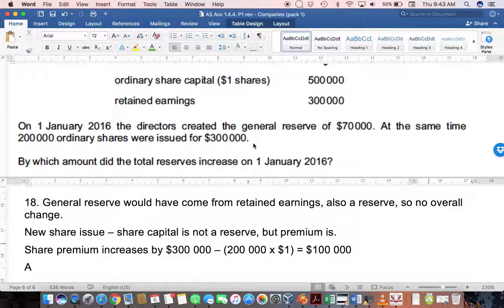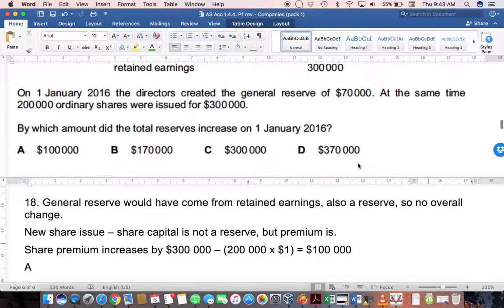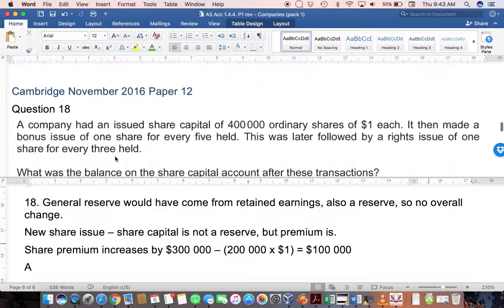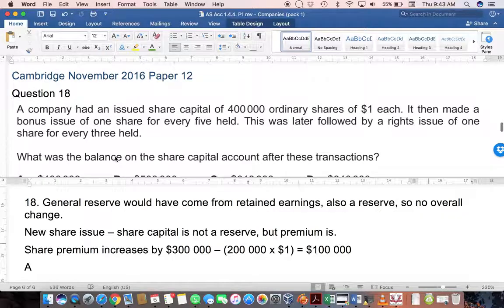Alternatively, you could look at it as the cash amount of $300,000 minus the amount that would have gone to ordinary share capital, which is 200,000 times $1 each, or $200,000, leaves you with your $100,000. Let's go and look at the answers, and we can see we will then choose A as our option.